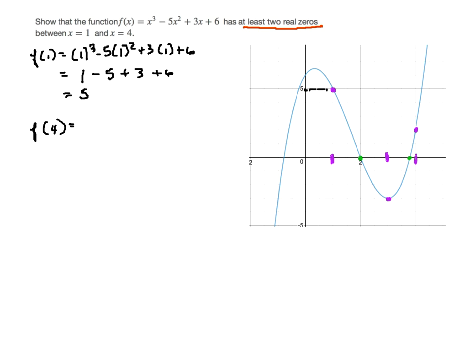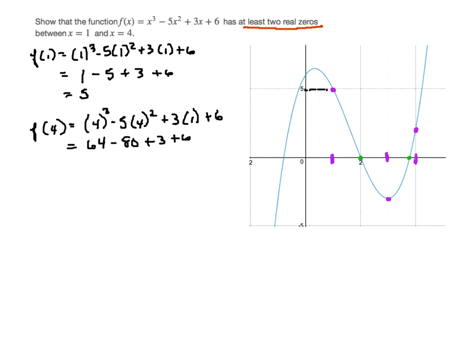Now I'm going to go ahead and plug in f of 4 and show you how this is going to clue you in that you need to choose another value to plug in. When I plug 4 in, what's going to happen is I'm going to end up with another positive value. So, that's 4 cubed. 4 cubed is 64. Minus 16 times 5, I think, is 80 off the top of my head, but I'm going to check, because it's early still. Yep, 80. Plus 3 plus 6. So 64 minus 80 plus 3 plus 6.